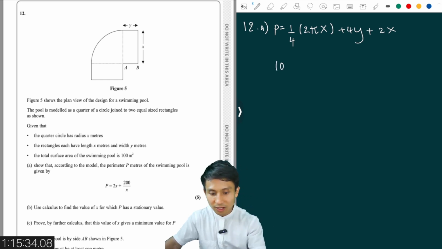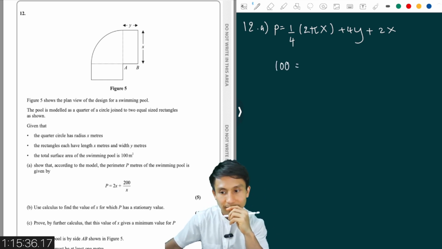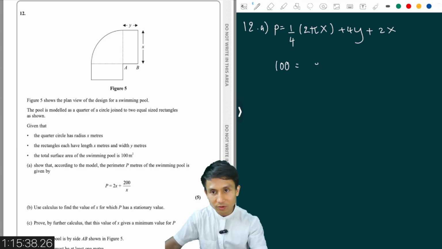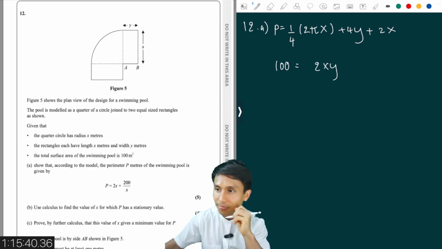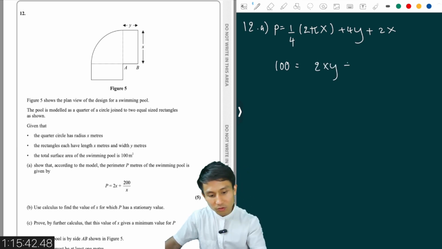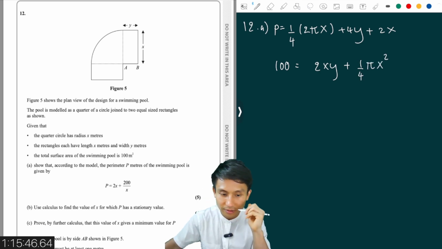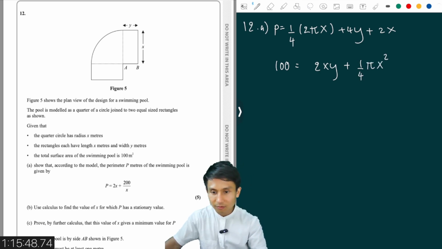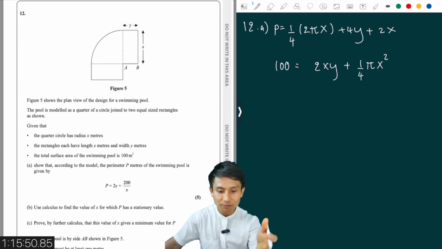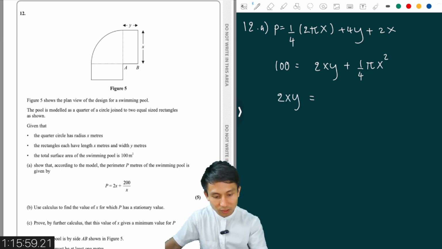So surface area 100 equals 2 of the rectangle, so 2 times xy, and then 1 quarter circle, so plus a quarter of pi r squared. Well, we don't have the y in the p equation, so we need to make y the subject. The way to do that is to move 2xy to one side, and I have 100 minus a quarter pi x squared.